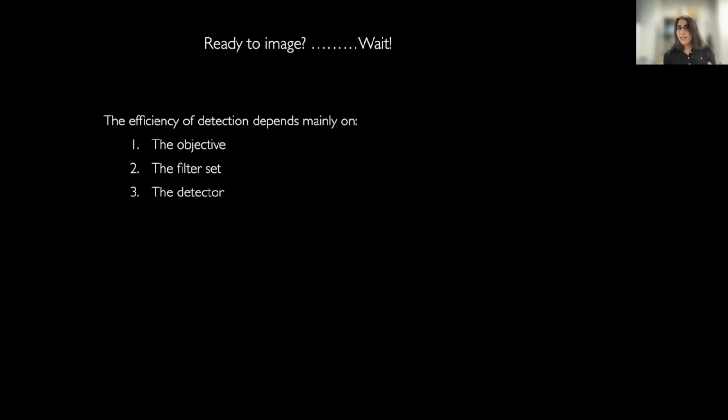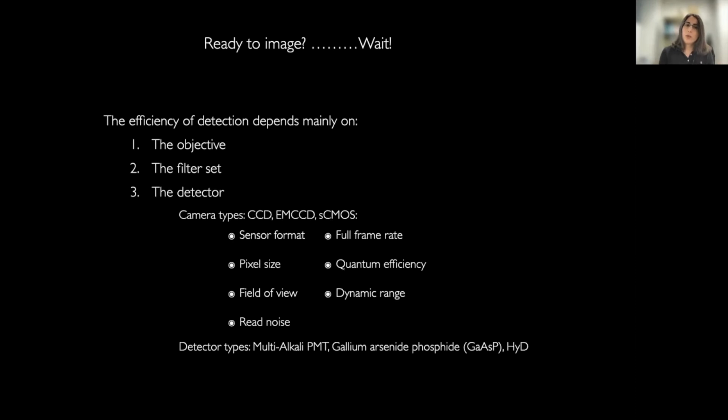Then comes the detectors. Often for wide field systems and spinning disc confocal systems, you use cameras. Cameras can be CCD, EMCCD, or sCMOS cameras. Depending on the brightness of the signal in your sample, you would want to compare those camera specifications in terms of sensor format, pixel size, field of view, read noise, full frame rate, quantum efficiency, and dynamic range.